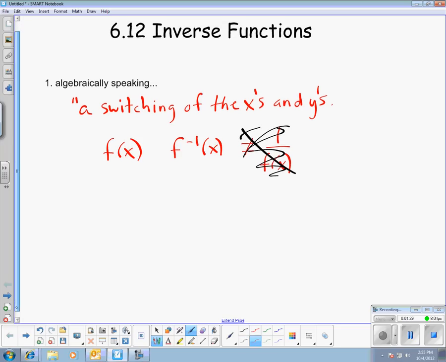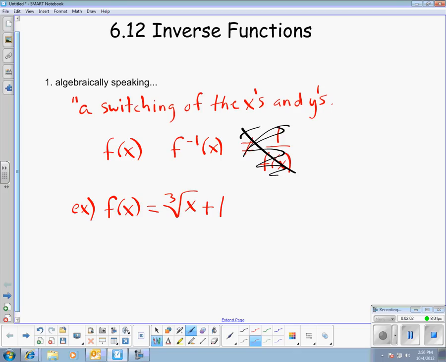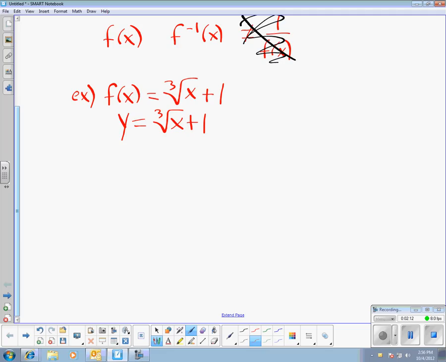So the first thing you need to know is how to find an inverse. If you go by the definition that it's just the switching of the x's and the y's, that's basically how you're going to find it, by switching the x's and the y's. So to find an inverse, I'm going to start with a function, f of x equals the cube root of x plus 1. Now, f of x means the same as y, and it's often more beneficial to start with y because we're going to switch our x's and y's, so we need a y there to switch. So just switch them.